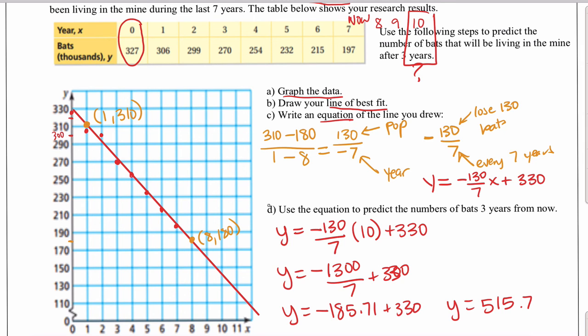So it's really good to have an idea ahead of time of what your estimate of your answer is so that you know whether you're wrong. You can have a good idea that you're off. 144.29. And that looks a little more reasonable. I'm losing about 20 bats a year. So lose 20, we're at 177. Lose 20, I'm at 157. Lose 20, I'm at 137. So that's approximately correct. So I will have about 144 bats.